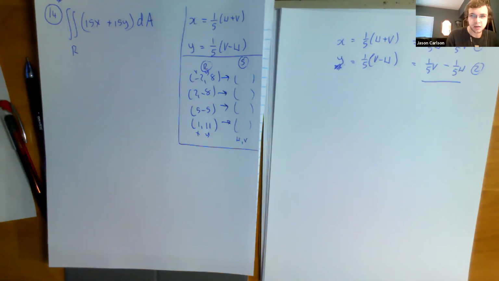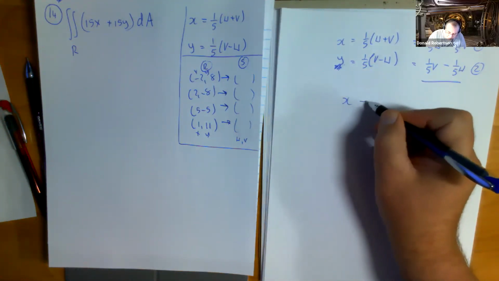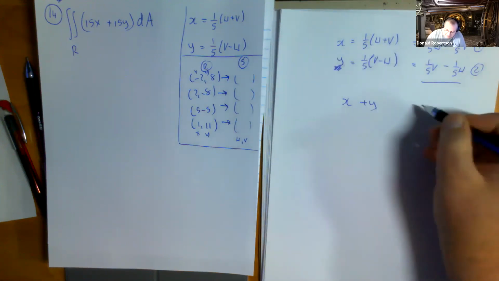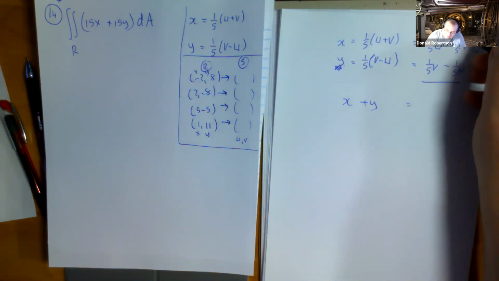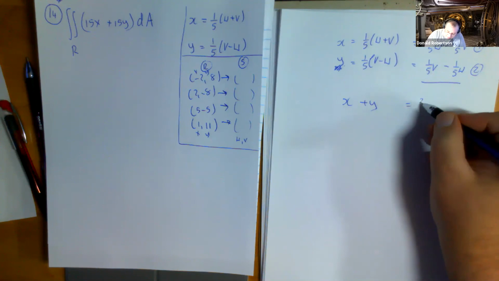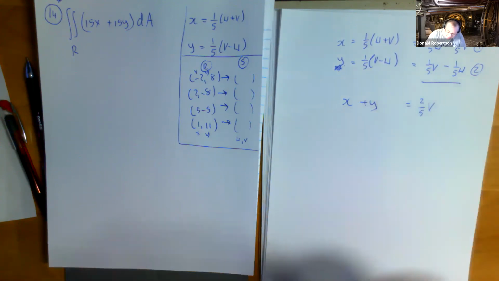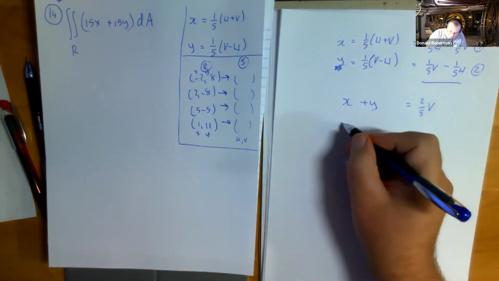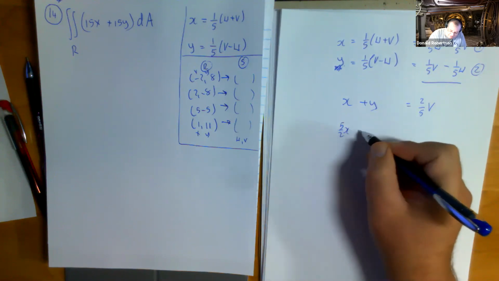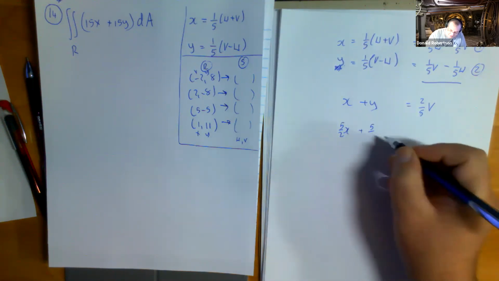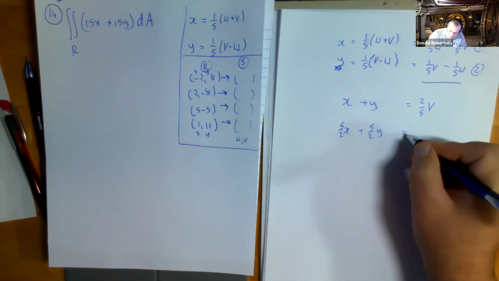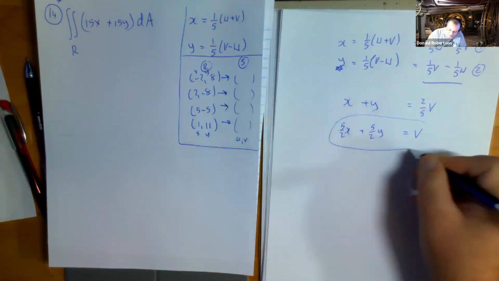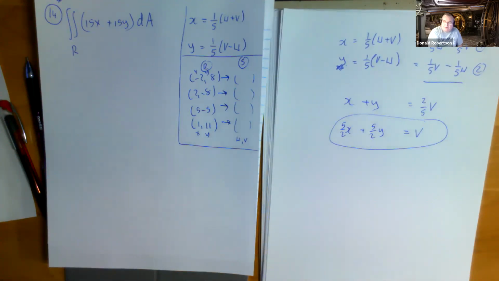Do you add them together? And if you add them together, you get x plus y. And it will equal, well, I believe it's these two that cancel. So what do you get? You get 2/5 v, which means that if you multiply both sides by 5/2, I now know what v is. So that's what I mean by solving the equation, in this case for v.